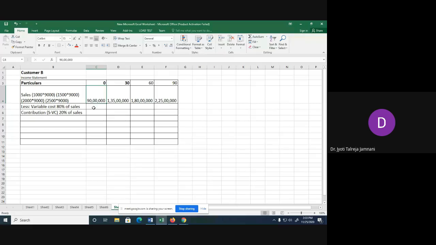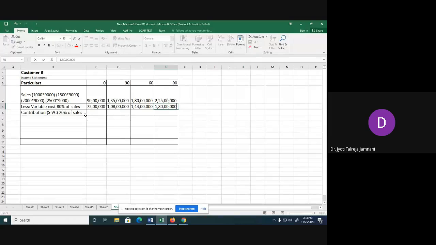So here sales is 90 lakh. 80% of 90 lakh is 72 lakhs. In the second option, the sale is 1 crore 35 lakh. 80% of 1 crore 35 lakh is 1 crore 8 lakhs. Third case, 80% of 1 crore 80 lakhs is 1 crore 44 lakhs. And in the fourth case, 80% of 2 crore 25 lakh is 1 crore 80 lakhs.